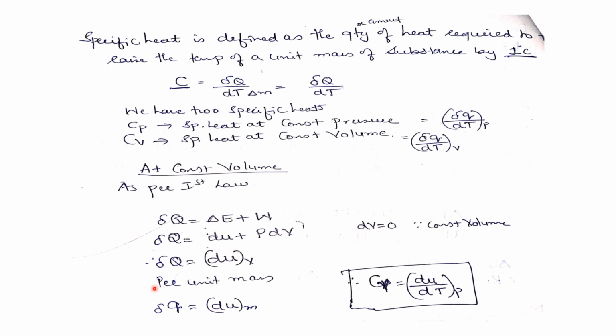If we want to write it for per unit mass, that is divided by m, then it is denoted by small q. Delta q is equal to dU, small u for per unit mass. So now I will replace this delta Q by dU. So Cv is equal to dU divided by dT at constant volume. Here it should be V, dU by dT at V, it should be V here, not P. Cv is equal to dU divided by dT for constant volume.